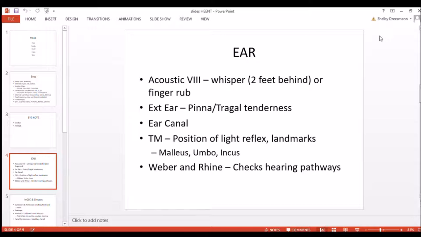So AC should be greater than BC. Conductive hearing loss could be the reason why BC is longer than AC.